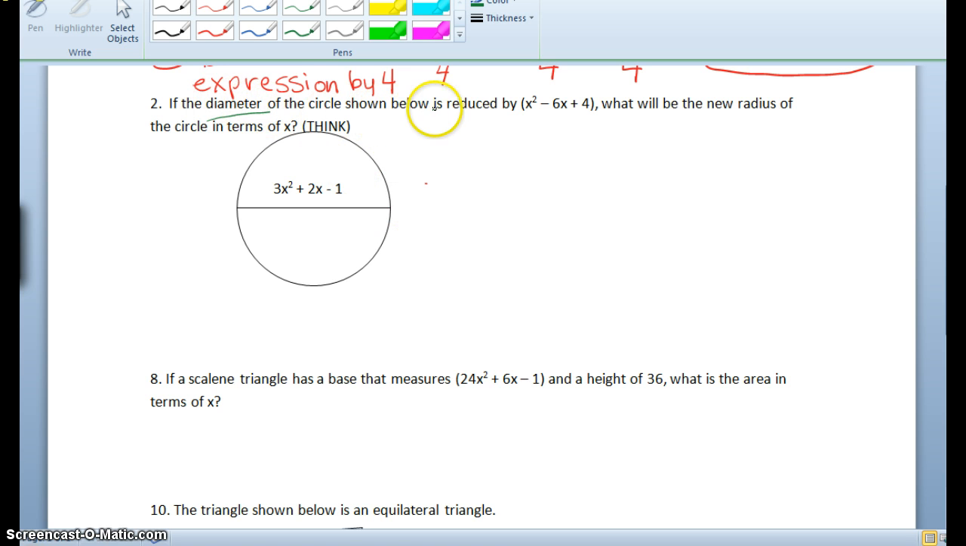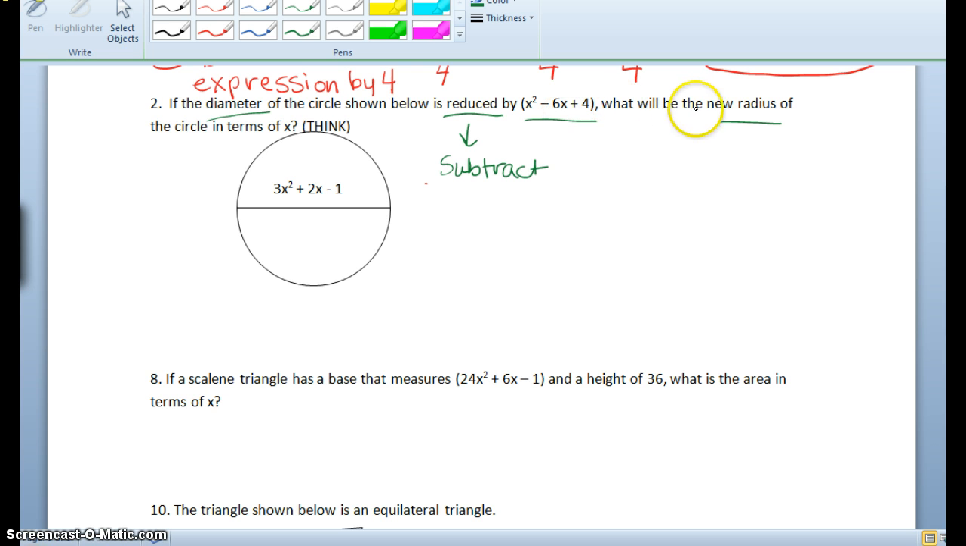If the diameter of the circle shown below is reduced by the expression x squared minus 6x plus 4, think about what reduce means. What will be the new radius of the circle in terms of x? Well, let's look for a starting point. We know the diameter, and we are going to reduce it by this amount. And reduce means to subtract. So the first thing we're going to do is take the expression that represents the diameter, and subtract this expression from the diameter.